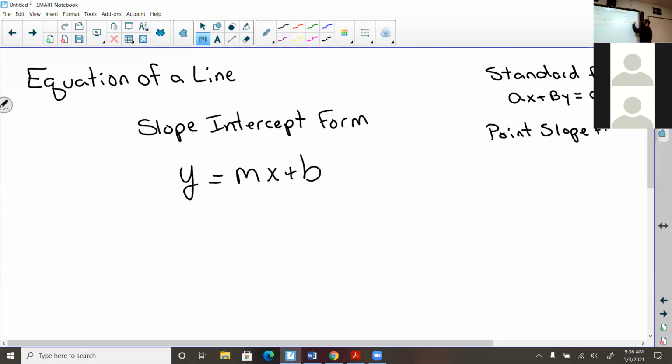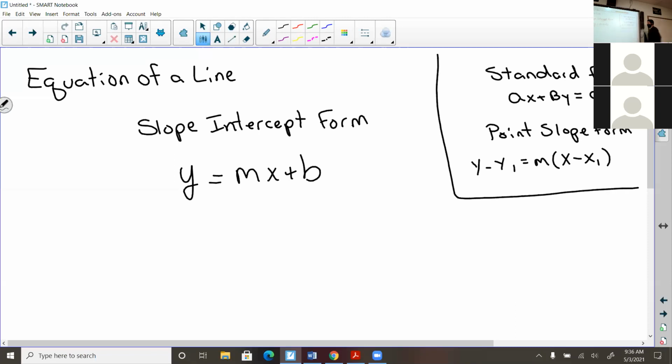And then there's one called point slope form. This is the easiest equation to write, the equation of the line, but it's really abstract. And that would be y minus y sub 1 equals m times x minus x sub 1. So that is also an equation of a line. But again, these are two forms that we are not going to be using, but they do exist. We're going to stick with just slope-intercept form.